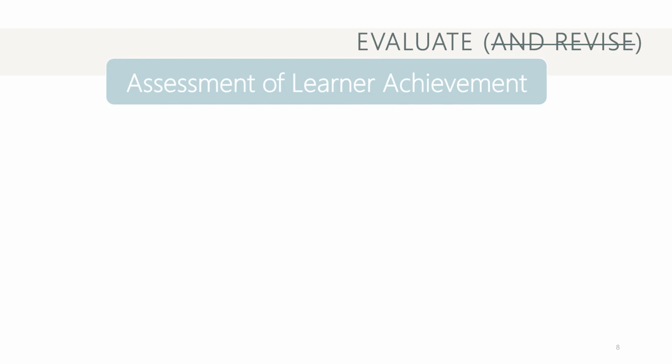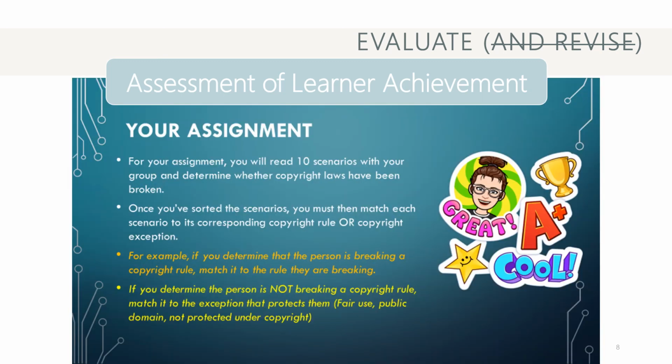For the final step of the ASSURE model, evaluate, I created a matching activity as a means to assess learner achievement and mastery of copyright content. When rolling this out to students, I would show them a slide like this and tell them to work with their group to read the 10 provided scenarios to determine whether copyright laws have been broken. Students would be prompted to physically sort these 10 scenarios into a "yes, copyright laws have been broken" column, or a "no, copyright laws have not been broken" column.